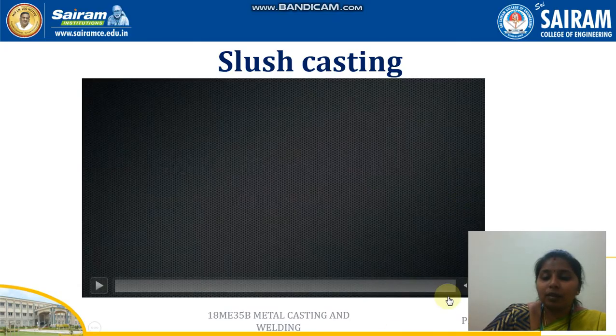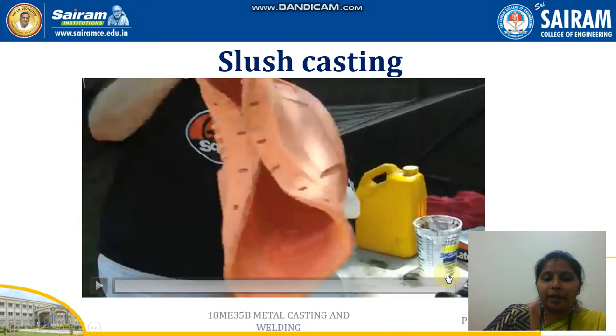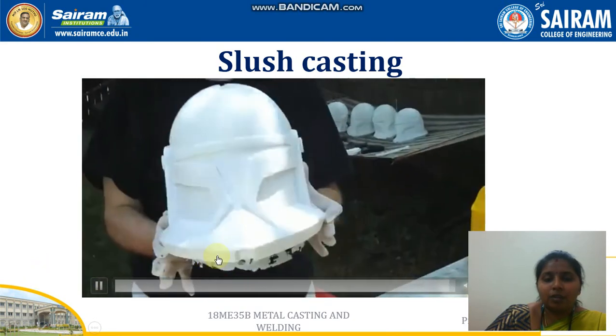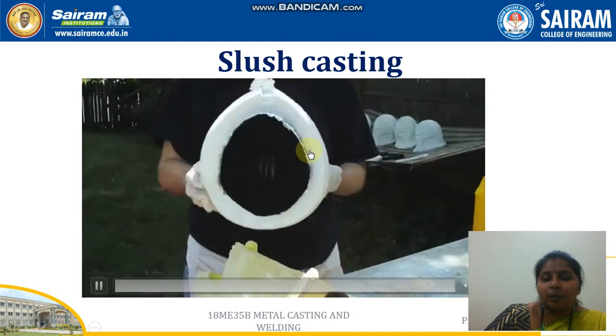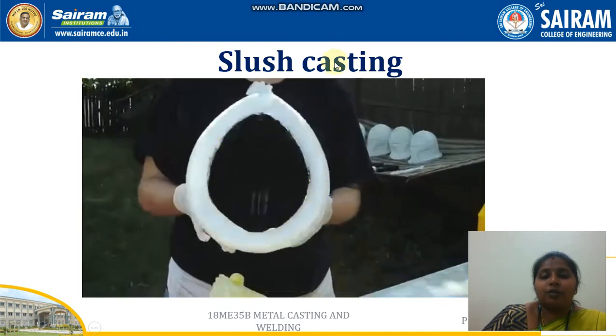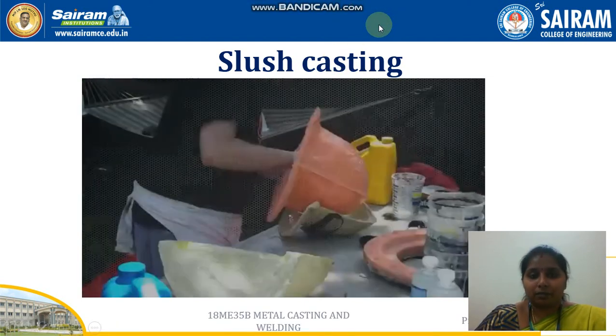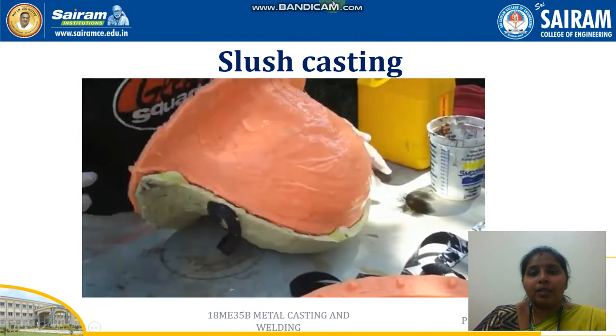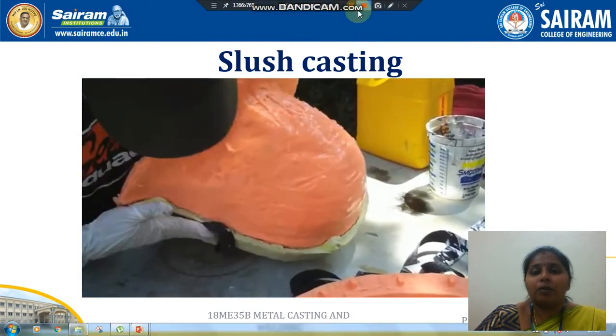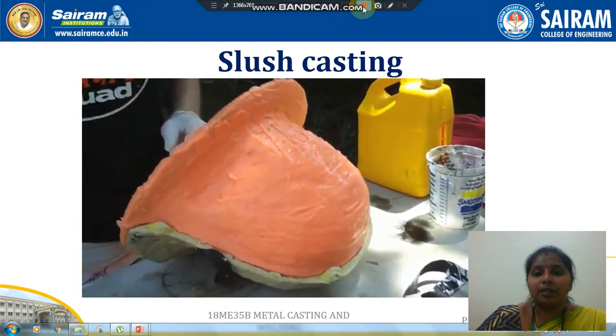So finally the clown helmet is obtained. So this is the clown helmet. They are obtained by using the resin. This is how slush casting is used for producing toys, statues, etc. So this is about the various metal casting processes. Thank you.